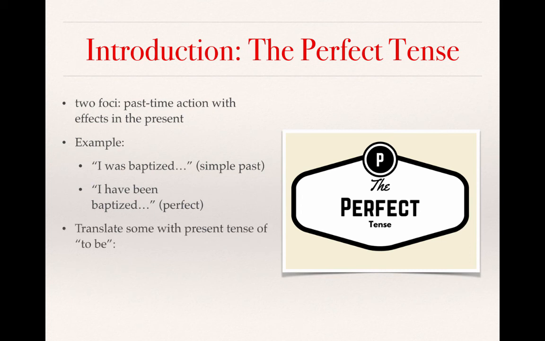Sometimes the perfect tense will be translated with a present tense form of the verb to be. So, it has been written could also be translated as it is written, or you have died could also be you are dead. Either of those, if you were translating the Greek, would be appropriate and acceptable. Perhaps one or the other would be more appropriate given the context, but both of them are possibilities.